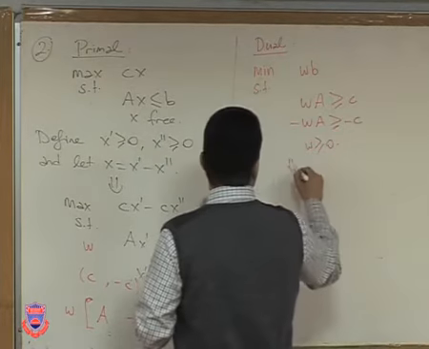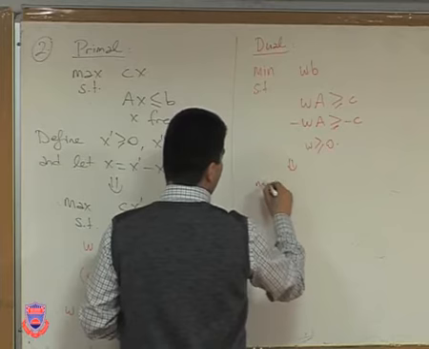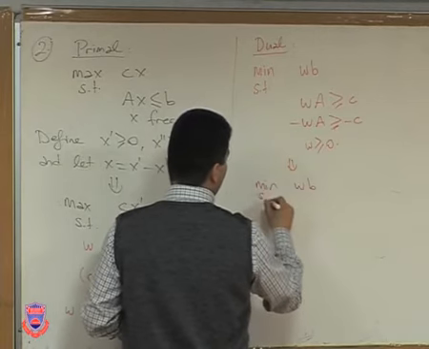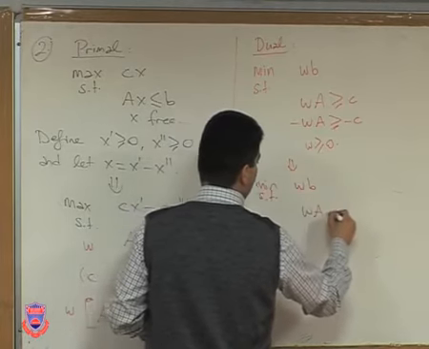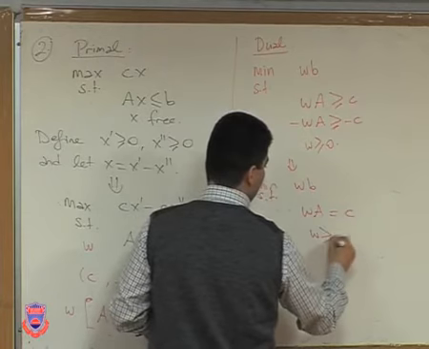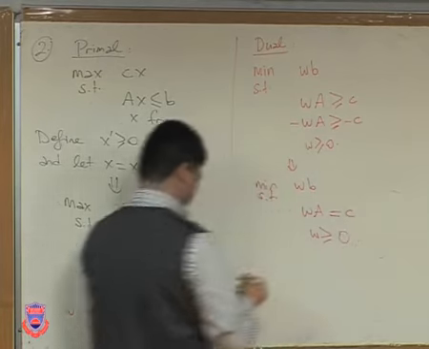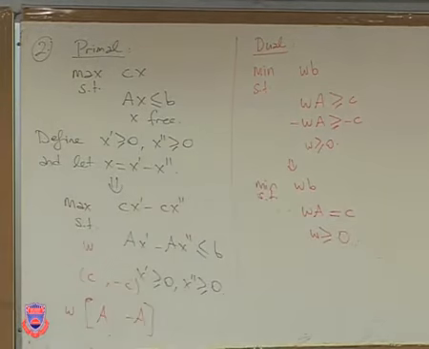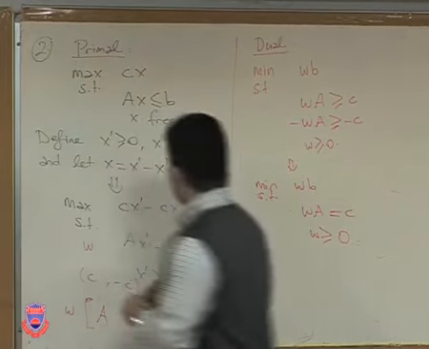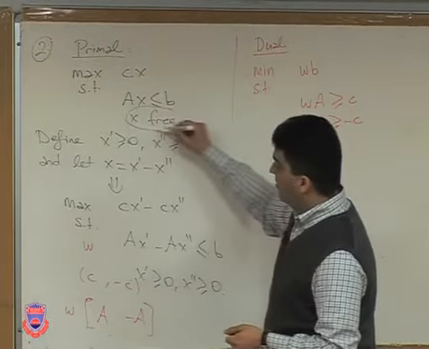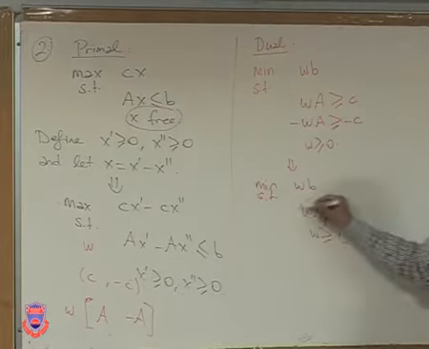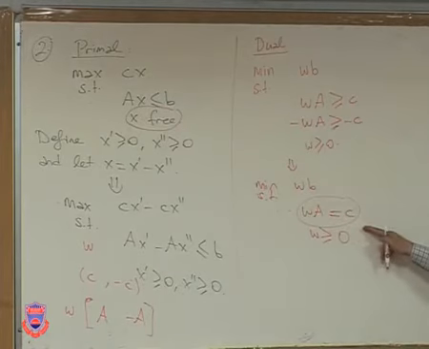Okay. So the dual problem looks like the following. I want to minimize WB subject to WA is exactly equal to C, and W is non-negative. Okay, so now what's the corresponding effect then? Well, if my decision variables in the primal problem are free, then the corresponding constraints are equality constraints in the dual problem.